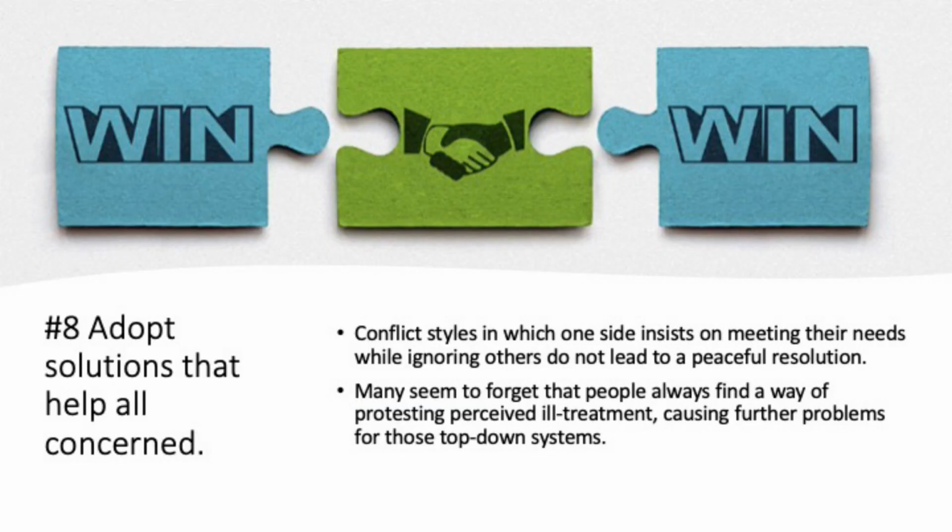Number 8, adopt solutions that help all concerned. Except for emergencies, conflict styles in which one side insists on meeting their needs while ignoring others do not lead to a peaceful resolution. Peacemaking, unlike litigation, desires adequate solutions for all concerns, not just one side. Many seem to forget that people always find a way of protesting perceived ill treatment, causing further problems for those top-down systems.